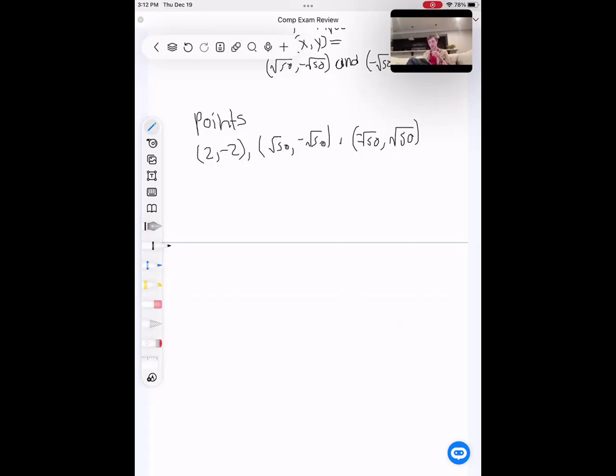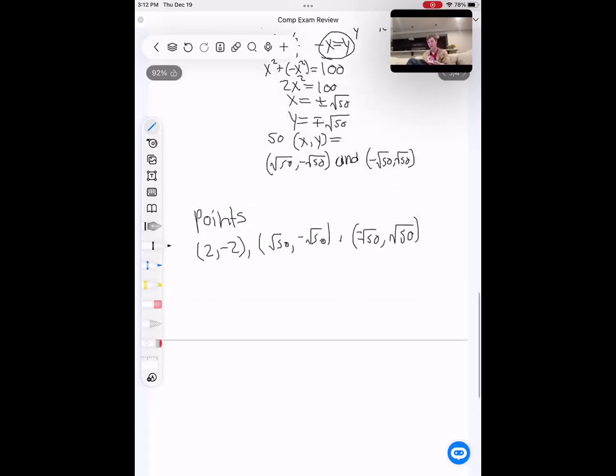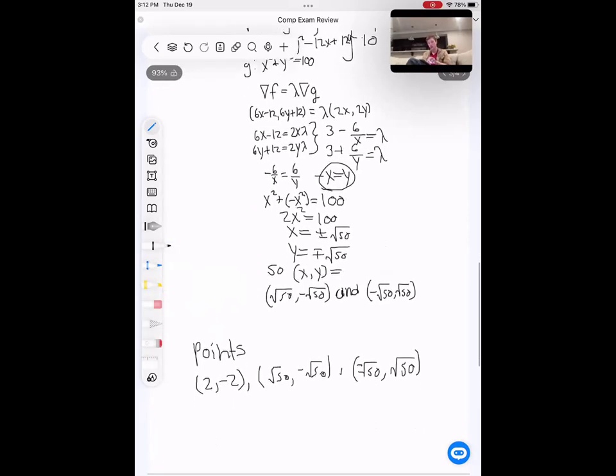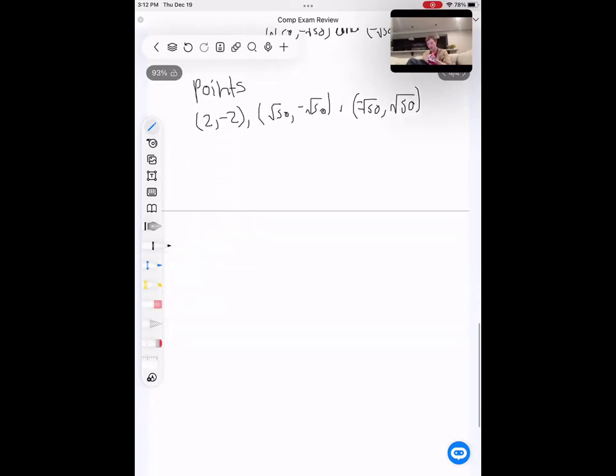Okay, so let's test 2, -2 first. And the way that we're going to quote unquote test it is by plugging these points for x and y into our equation, 3x squared plus 3y squared minus 12x plus 12y plus 10. So let's do that. I'm going to once again write it because I don't want to keep scrolling up. So that is f of x, y is equal to 3x squared plus 3y squared minus 12x plus 12y plus 10.